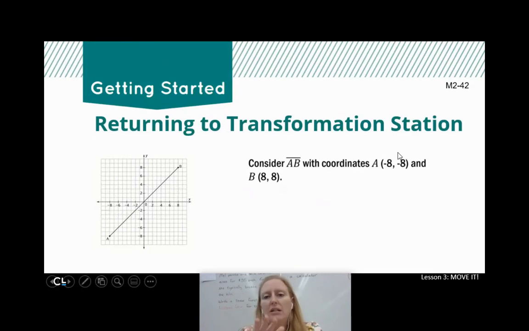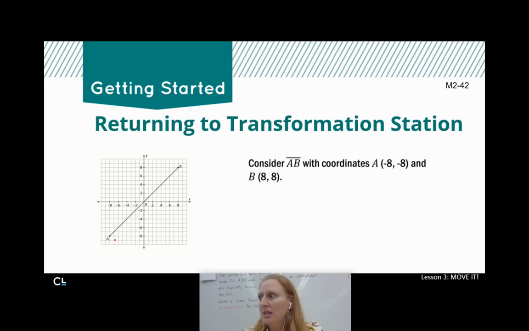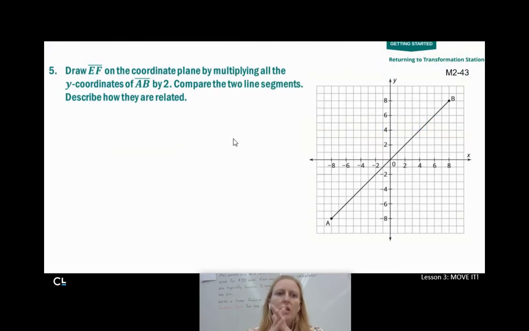So we are back to page 42. We're back to our, remember, AB, with coordinates at -8, -8, and we wrote that down. You probably still have it on your paper. And this guy here is 8, 8. Last time we were translating up and down, right? We added 4, subtracted 4. But now we're going to go to question 5 on page 43. We're just going to take this to the next level.